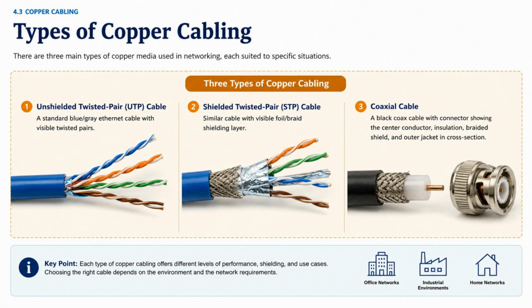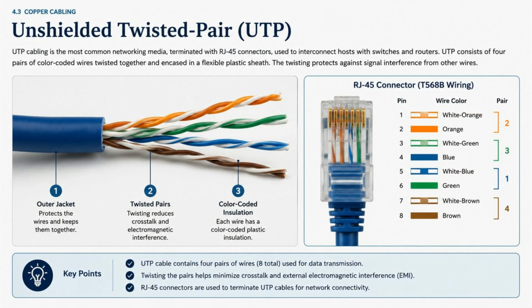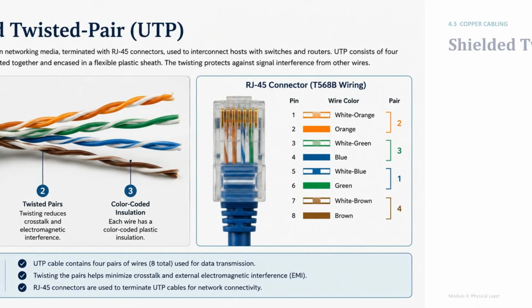This slide is just the roadmap before diving into each. UTP is the most common networking media, terminated with RJ45 connectors, 4 color-coded twisted wire pairs and a flexible jacket, shown stripped back in the photo. The twisting itself is what protects against interference from neighboring wires, which is why untwisting UTP during termination hurts performance.